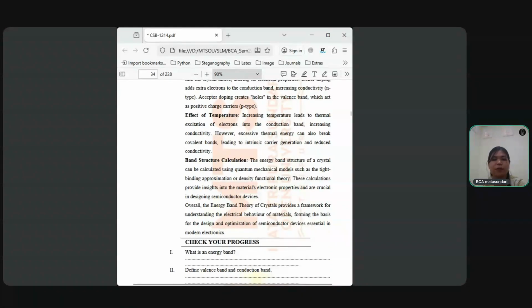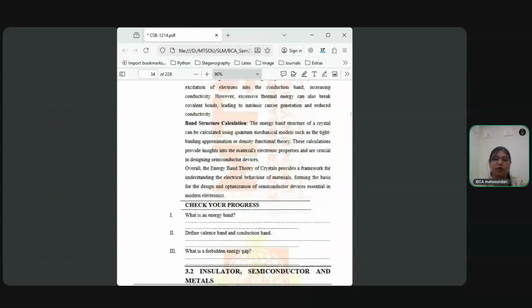And next is the effect of temperature. How does it affect the material? Increasing temperature leads to thermal excitation of electrons into the conduction band, increasing conductivity. However, excessive thermal energy can also break covalent bonds, leading to intrinsic carrier generation and reduced conductivity.